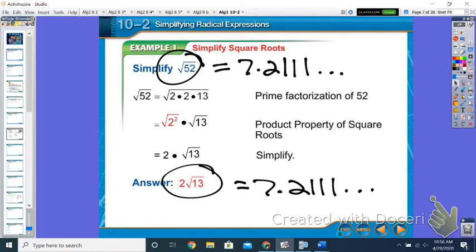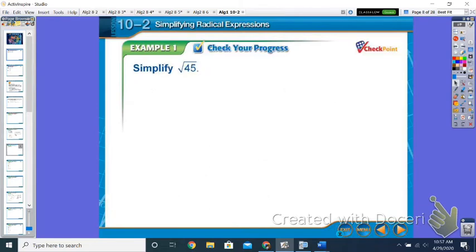Okay. And the only other thing that's possible is maybe you didn't break down your factor tree as far as you could have, but hopefully that doesn't go wrong. So that's how you check them.